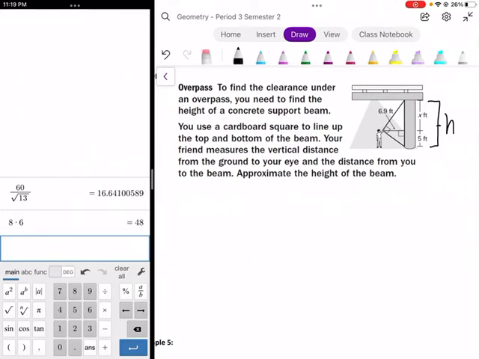So we have the square for our right angle there, because they use a cardboard square to line up the top and the bottom of the beam. And they've measured the vertical distance from the ground to your eye and the distance from you to the beam. They want you to approximate the height of the beam.